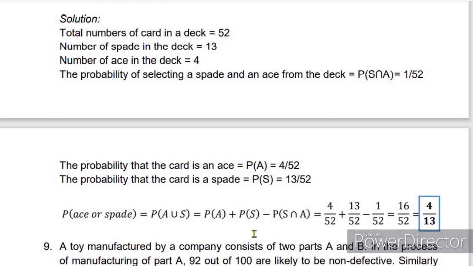So they are not mutually exclusive. Okay? That's why we have a subtraction here. Okay? We will subtract the probability of the intersection of S and A. Okay?